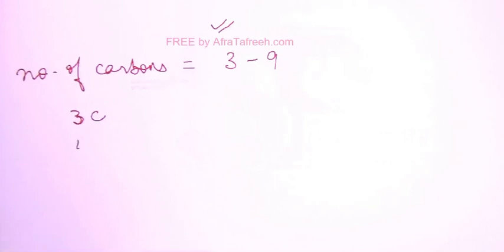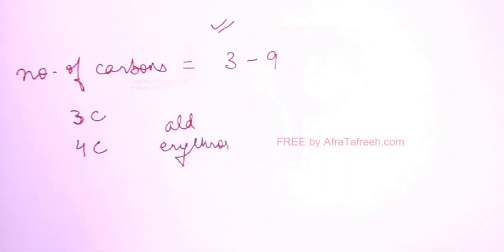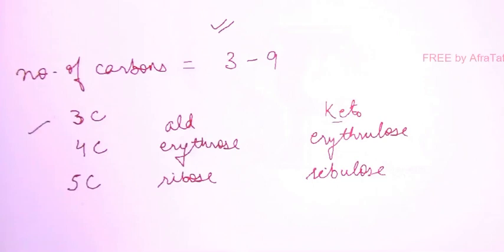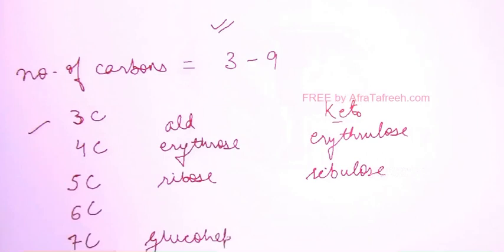This we've already done. 4 carbon aldehyde form is erythrose, keto form is erythrulose, 5 carbon aldehyde form is ribose, keto form is ribulose, then 6 carbon also you know, glucose and fructose, right? Then in case of 7 carbon, it is glucoheptose, and keto is pseudoheptulose.